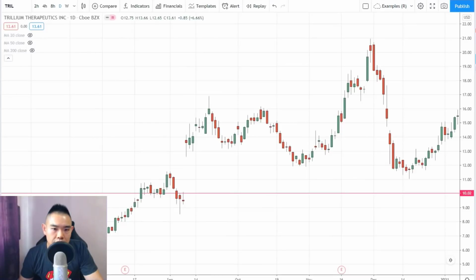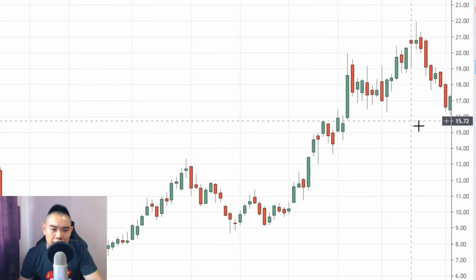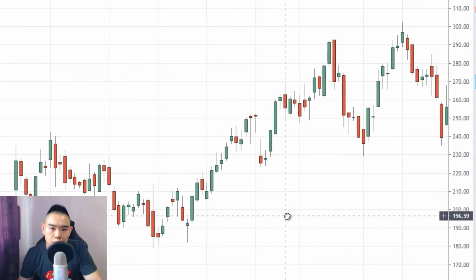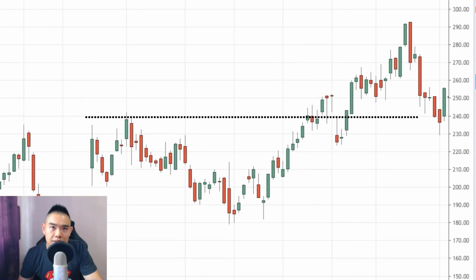If you look at the charts over here, let's say you have two similar trading setups. So let's say one is called Kirkland. It looks like the price is at this swing low looking to bounce higher. You look at this green candle. Then maybe you have another one that is CVNA that looks something like this. Again, similar setup, price is at this swing low looking to bounce higher.